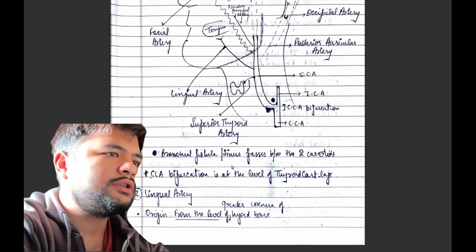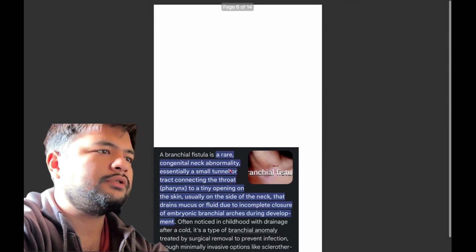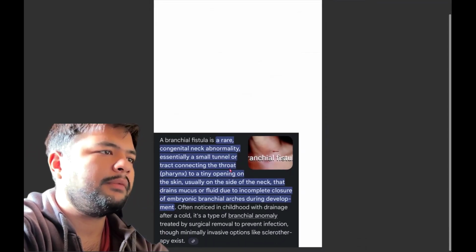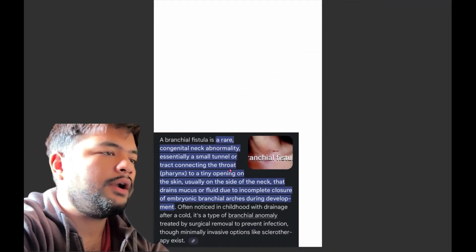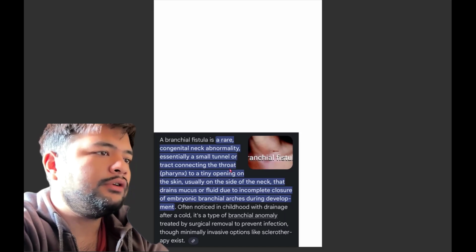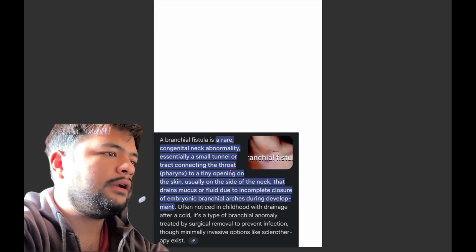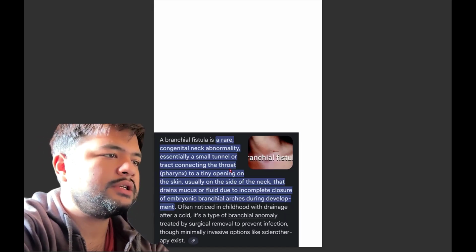A branchial fistula or sinus passes between the two carotids. So what is a branchial fistula? It is a rare congenital neck abnormality, essentially a small tunnel or tract connecting the throat to a tiny opening on the skin, usually on the side of the neck, that drains mucus or fluid due to incomplete closure of the embryonic branchial arches during development.